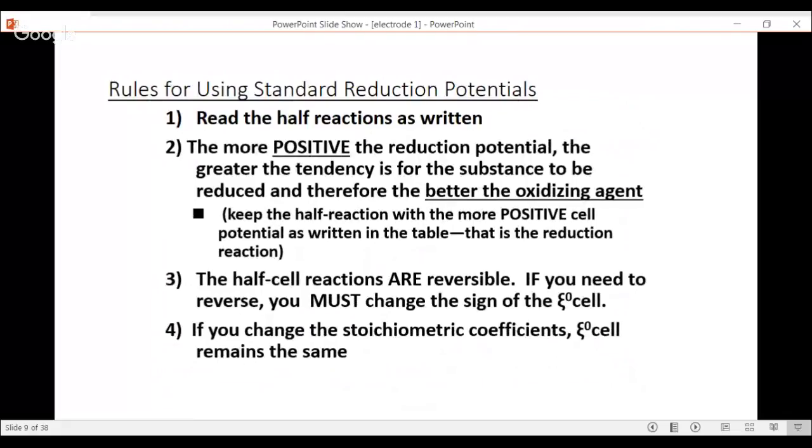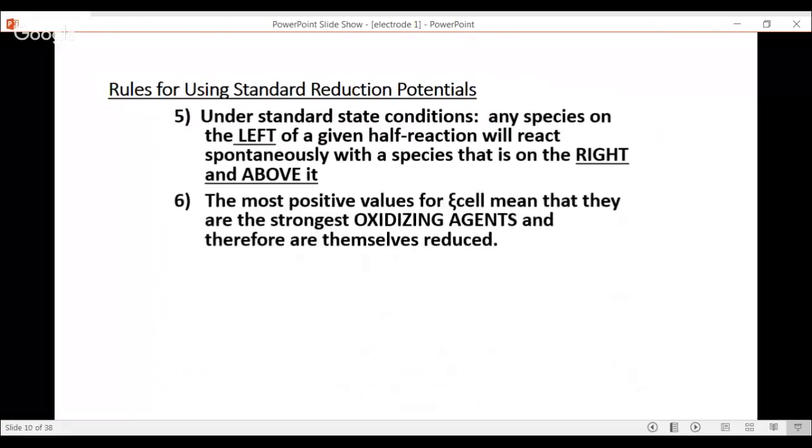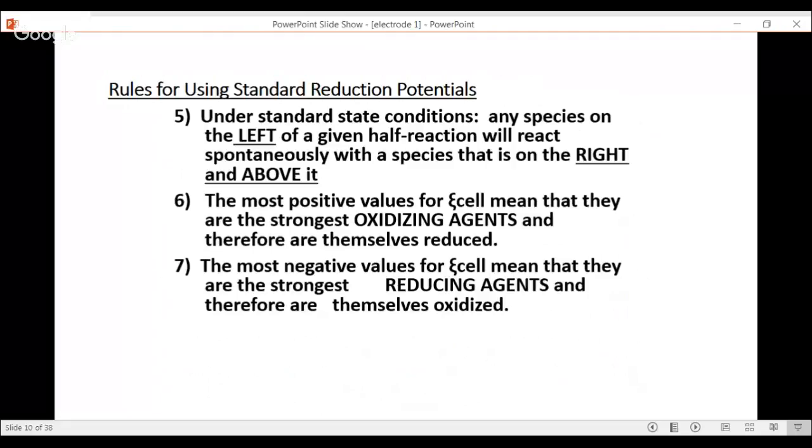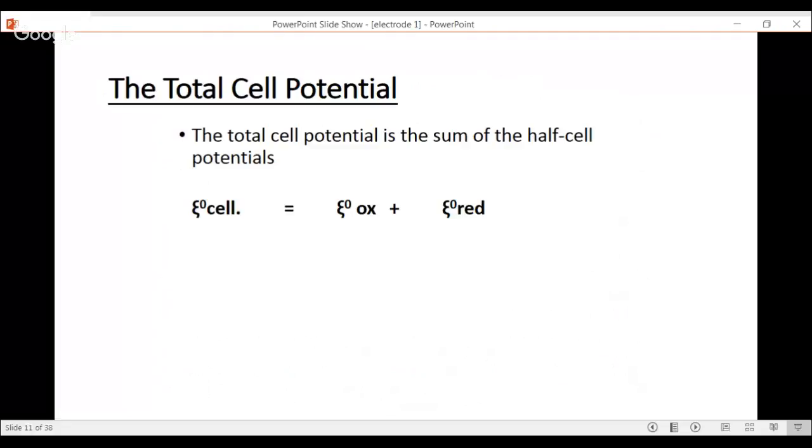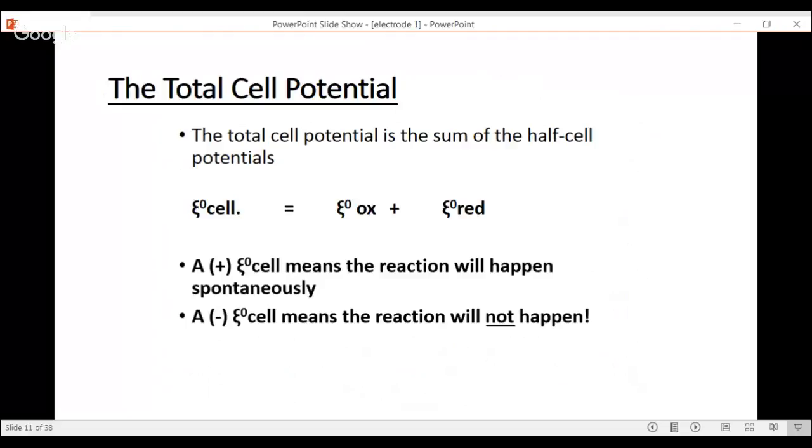The half cell reactions are reversible. If you need to reverse, you must change the sign of the E0. The most positive values of the E cell mean that they are strong oxidizing agents and therefore are themselves reduced. The most negative values of E cell mean that they are the strongest reducing agents and therefore themselves are oxidized. The total potential is simply E cell is equal to E oxidation plus E reduction. The reaction will happen if E cell is positive, then a positive E0 means spontaneous reaction. A negative E cell means the reaction will not happen.